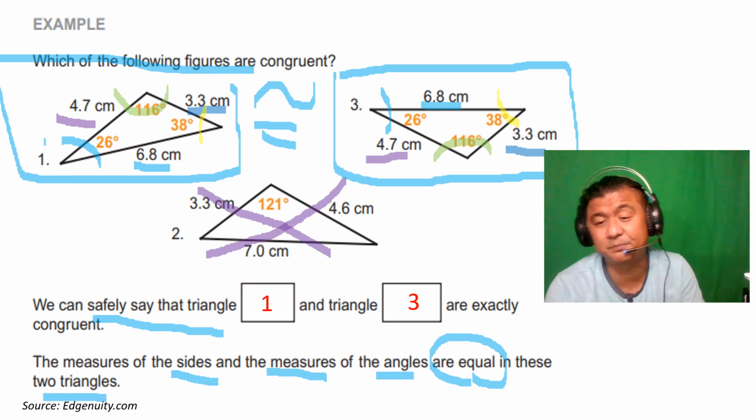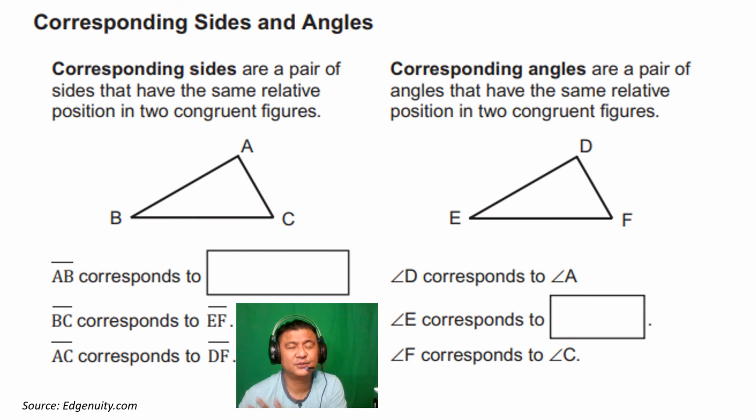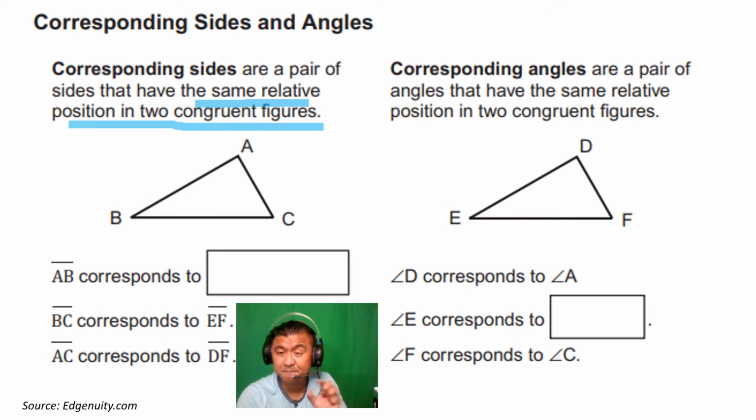When you think of corresponding, think of it as matching. Now, corresponding sides and corresponding angles. For some, it is confusing. Check this out. Corresponding sides are a pair of sides that have the same relative position in two congruent figures. Same position. If it's on the left side, it should also be on the left side. So that's why it's a perfect match. Corresponding angles are a pair of angles that have the same relative position in corresponding figures.